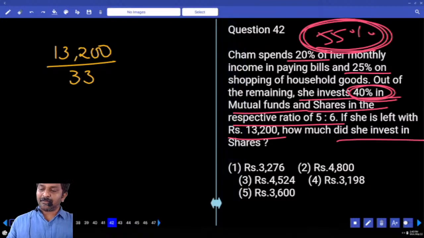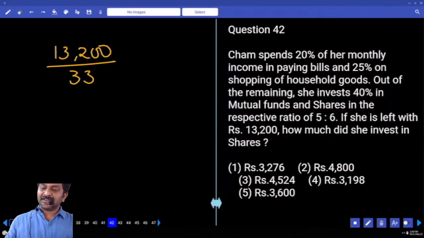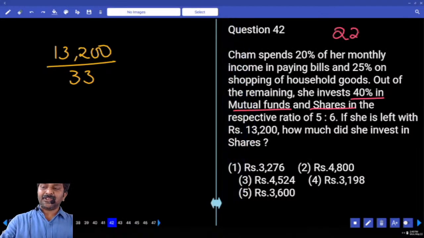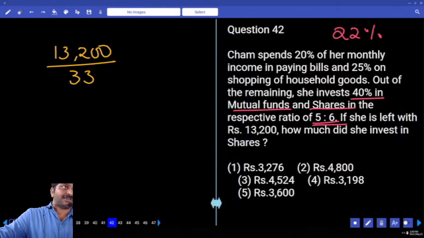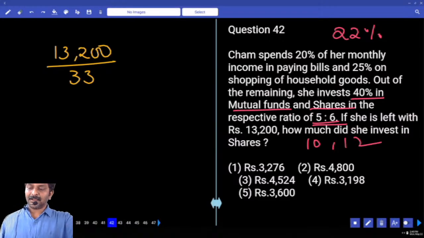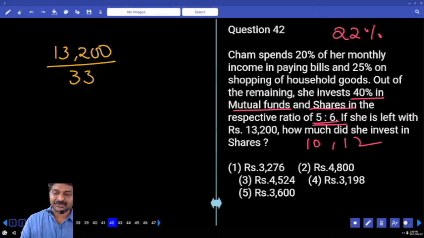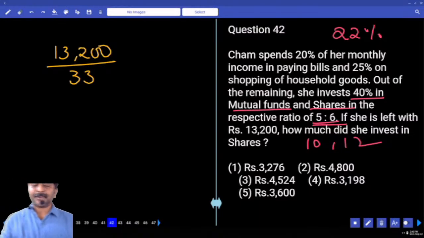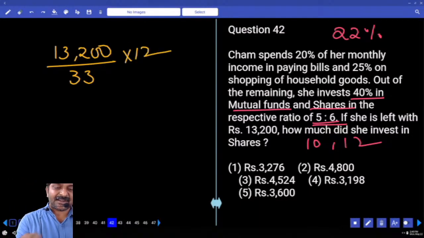The question is about how much she invested in shares. Mutual fund and shares. 40% of the remaining, which was 22, right? That 22 must be invested in the ratio 5:6. That means 10, 12 only. How much was invested in mutual fund? 10%. And in shares 12%. The question is about 12%, right?